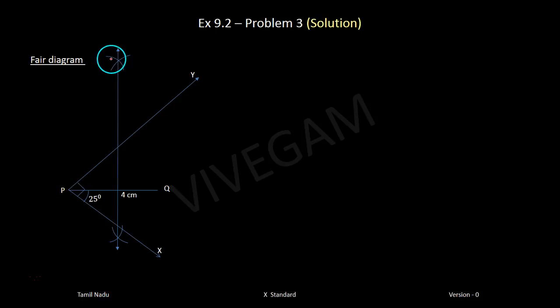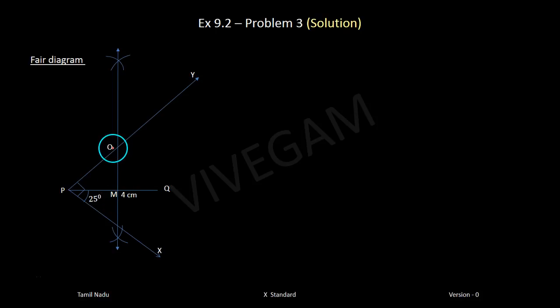With P, you're drawing this arc. With Q as a center, draw this arc and this arc with the same radius, right? They intersect and join the intersecting points. That is your perpendicular bisector. This perpendicular bisector intersects PY at one particular point, that is O. And the perpendicular bisector intersects PQ at one particular point, that is named as M.